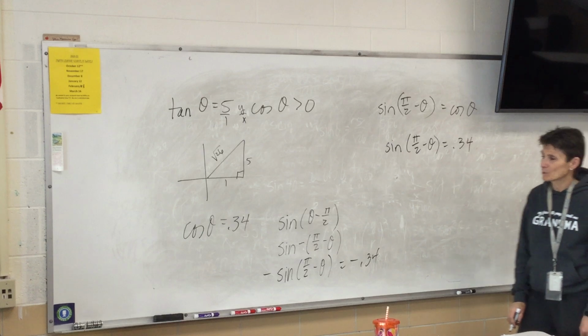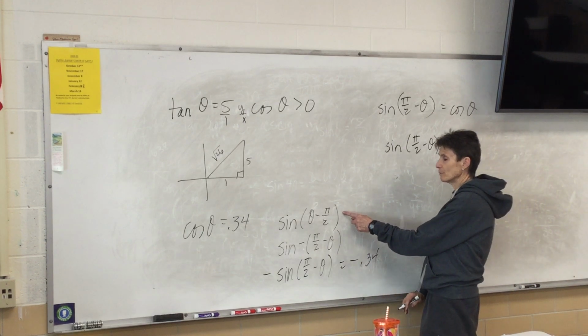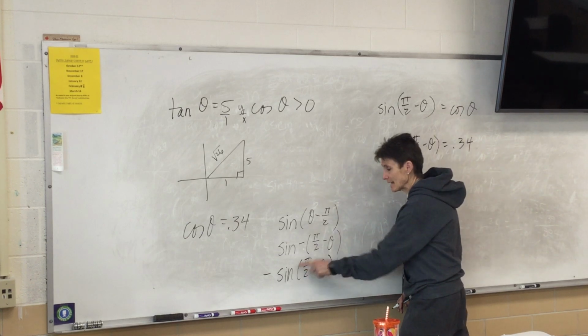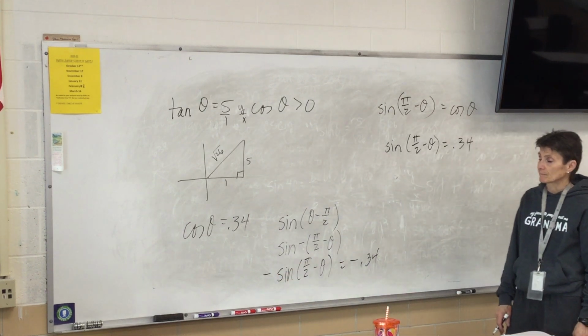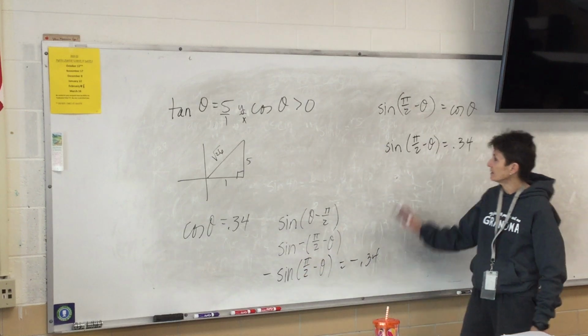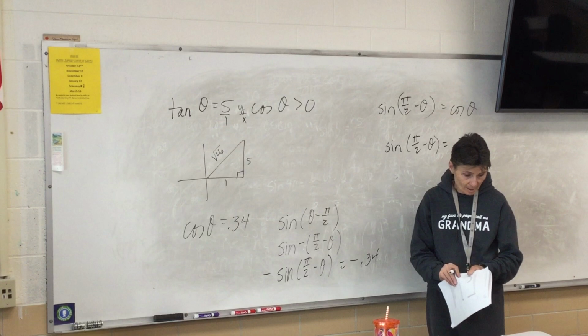Negative 0.34. So I used a couple of my identities there. I had to rewrite this so it matched my identities. Then I had a negative buried in there that I pulled out in front. So I had the opposite of the cosine, so negative 0.34. All right.